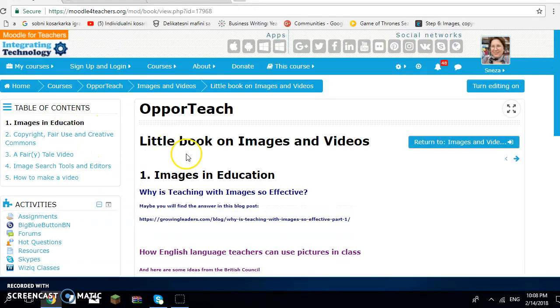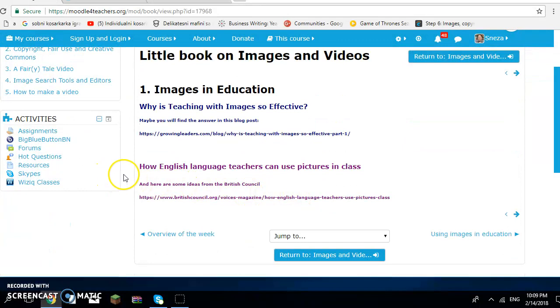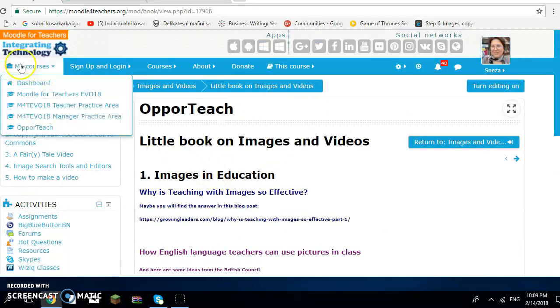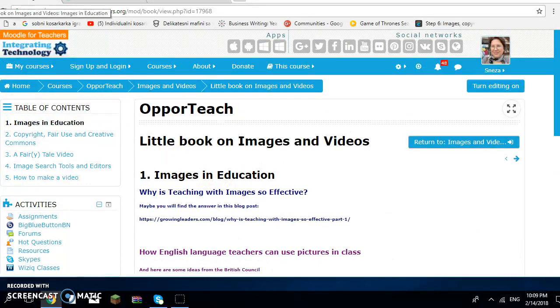And in this first chapter, again, you have some interesting blogs about why teaching with images is so effective, and how English language teachers can use pictures in class. And this is from the British Council site, so please read it and get some ideas from there.